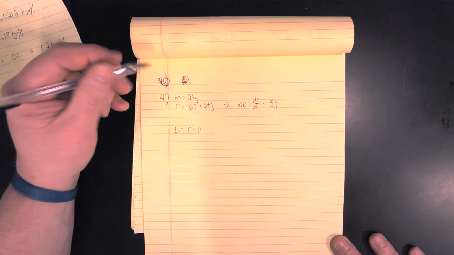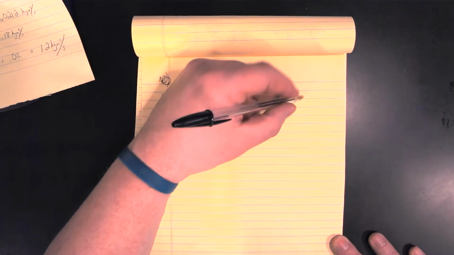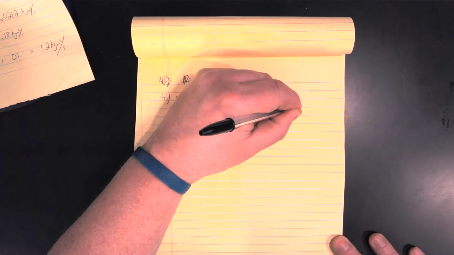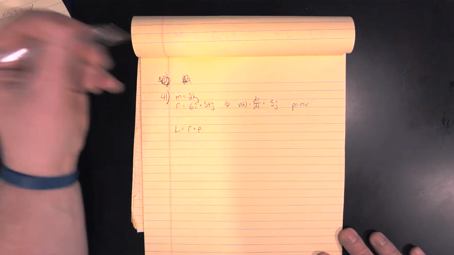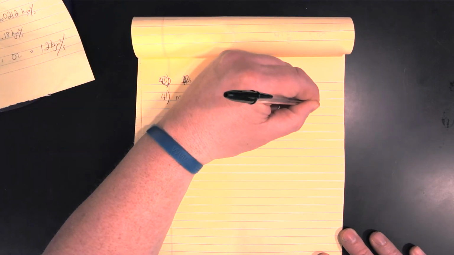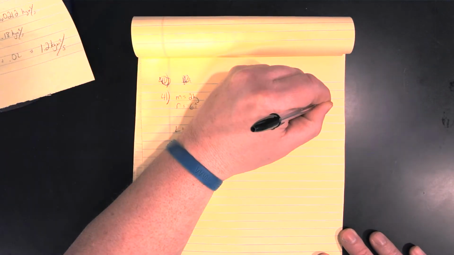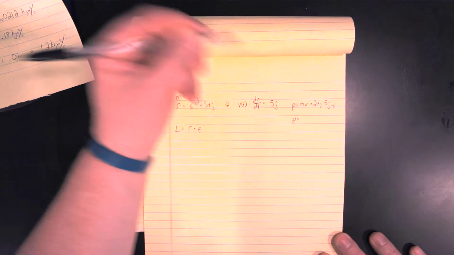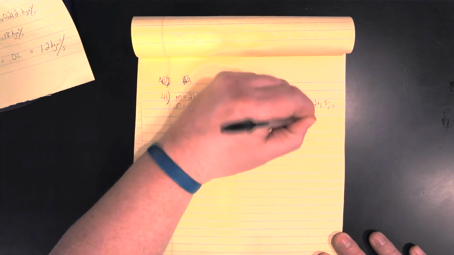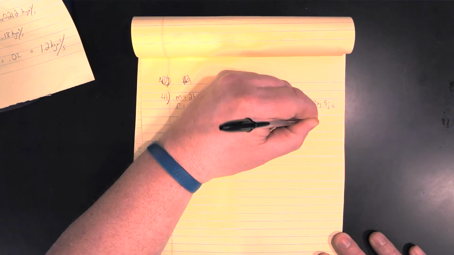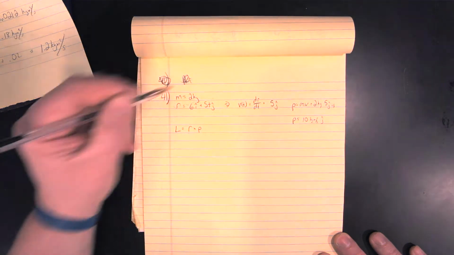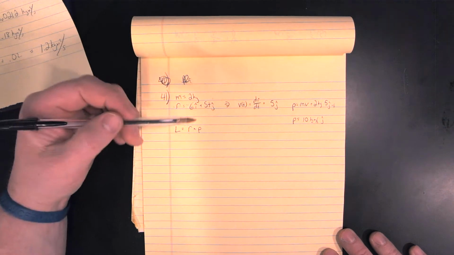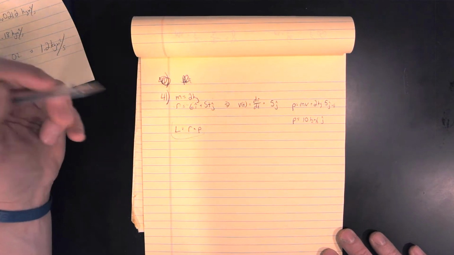Okay, so from there, now I can solve for my momentum. Momentum, remember, is just mass times the velocity. And so I know the mass is 2 kilograms. I know the velocity is 5 j hat meters per second. And so my momentum of my object is just going to be 10 kilogram meters per second in the j hat direction. Now, the direction is important because, remember, we have to do the cross product of these.